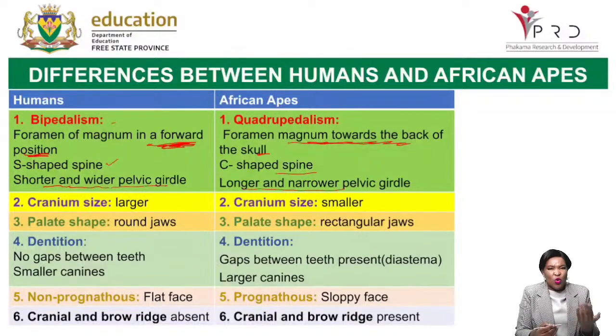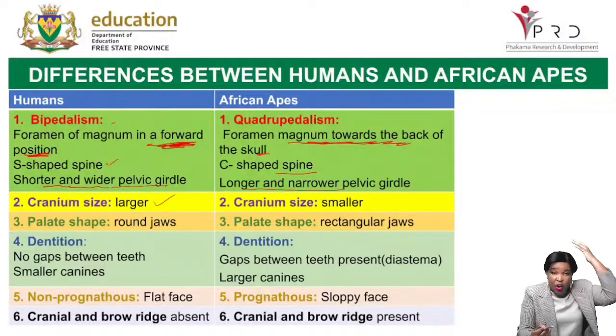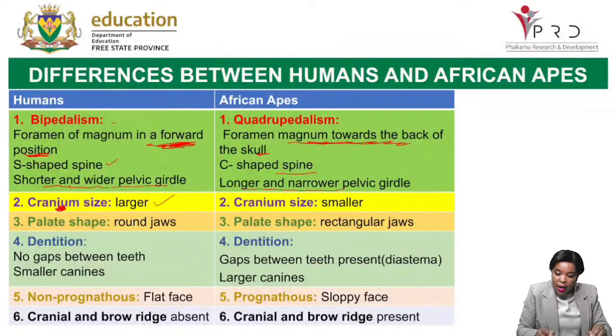So these ones you just have to be able to compare. Then the cranium size: our cranium size is larger. Once you see a large cranium, remember we are not talking about the whole skull. The cranium. You don't say a large skull. You say a large cranium, because you see others have big skulls, but the cranium is small like this. Remember. Then the craniums of the African apes are smaller, and then the palate is round.